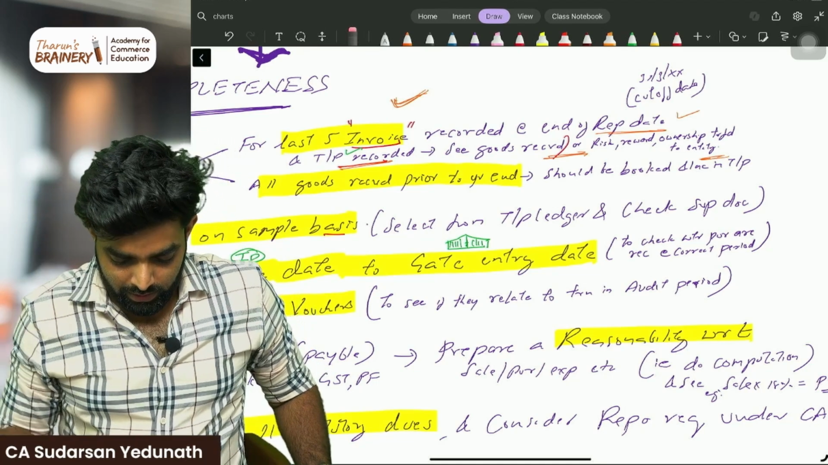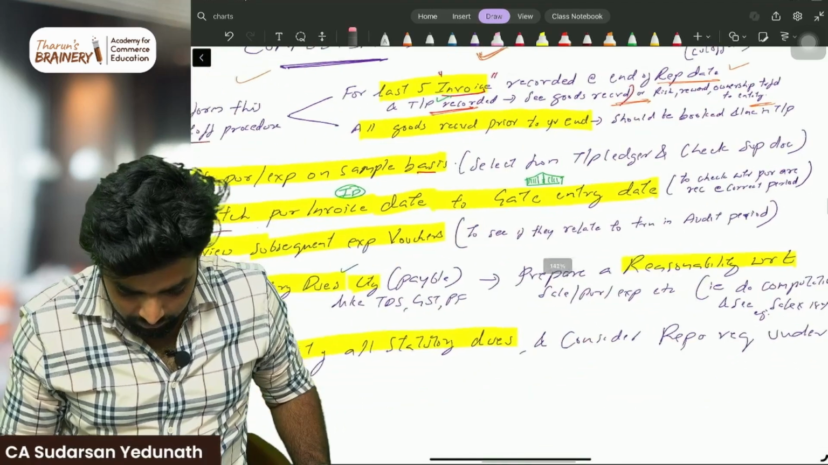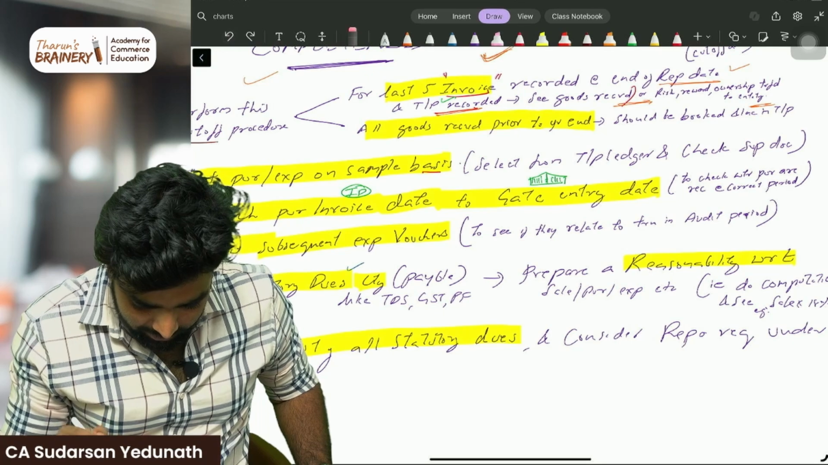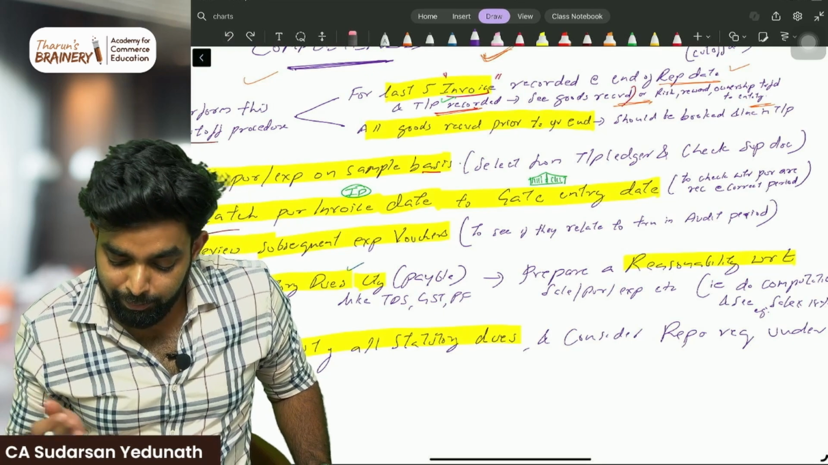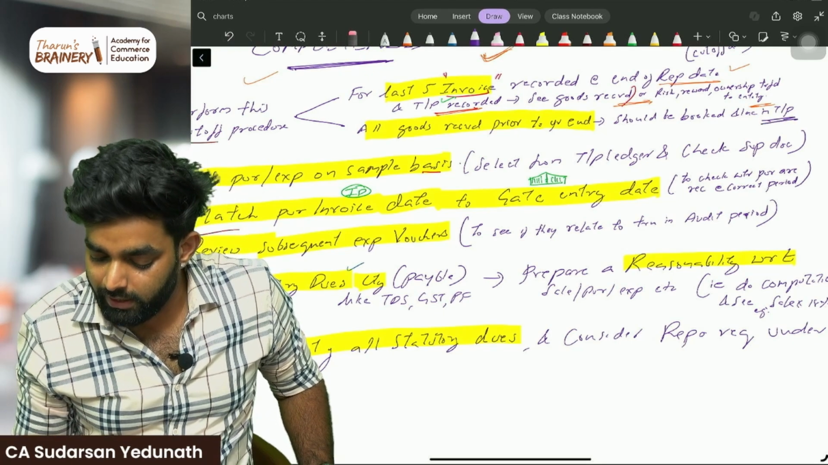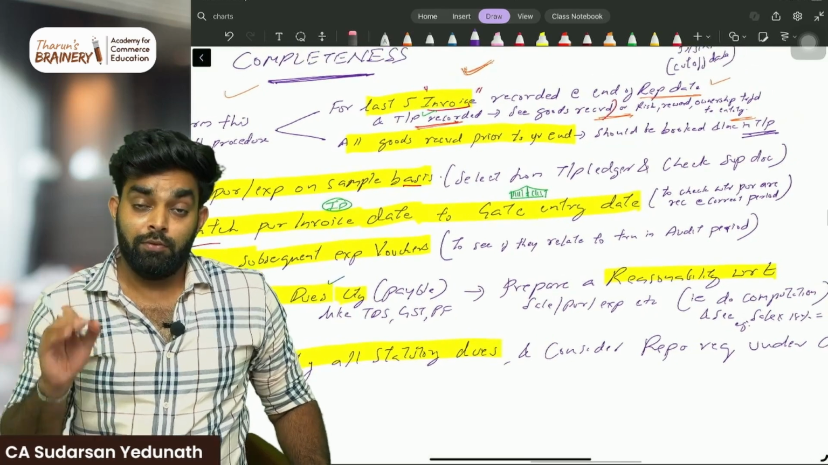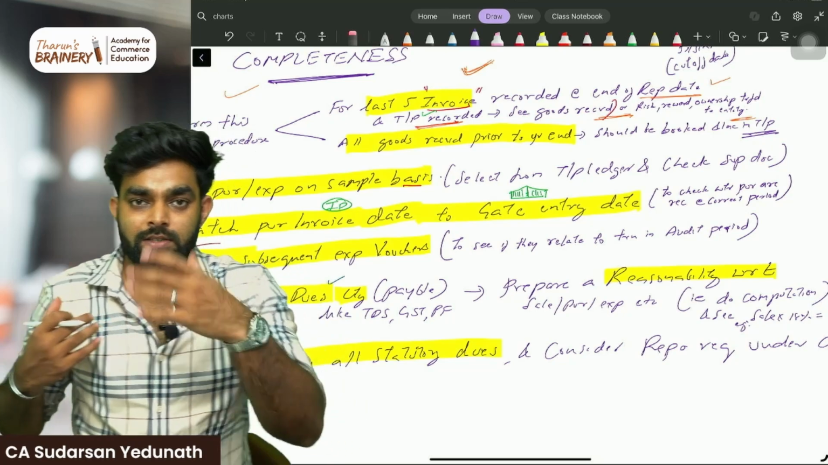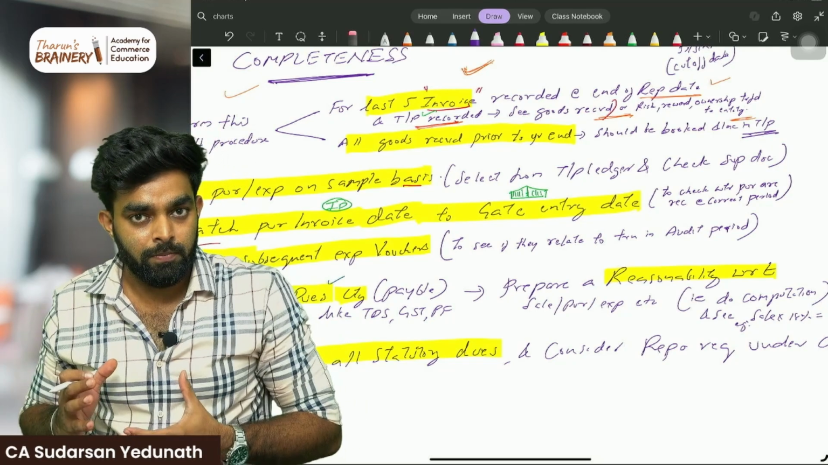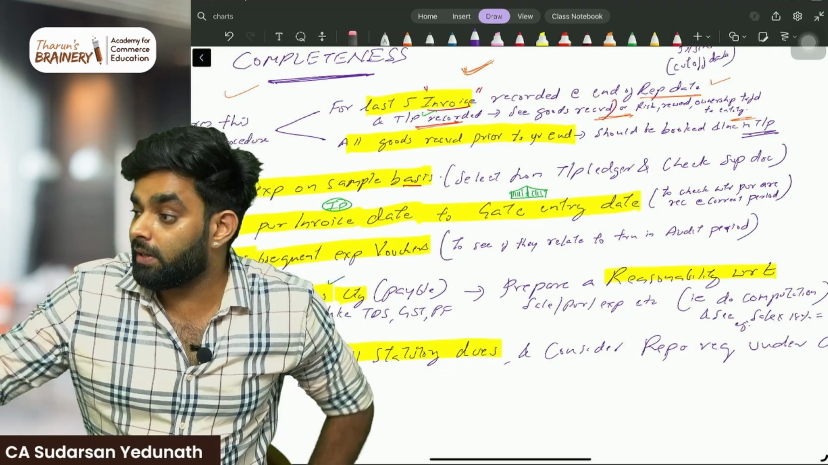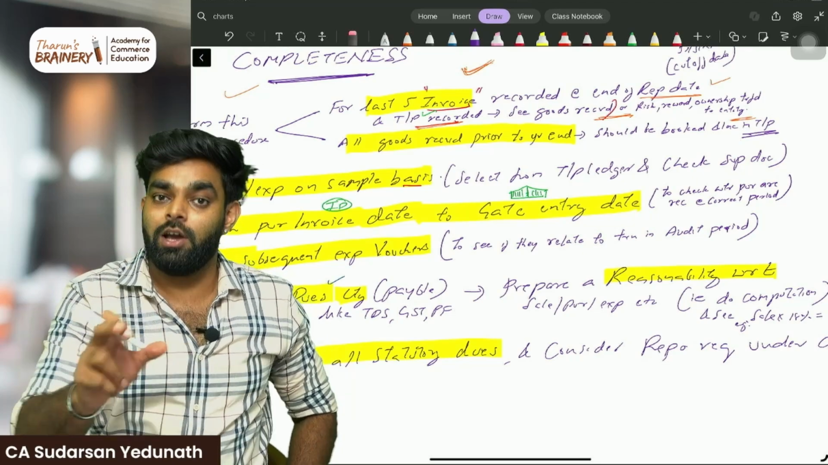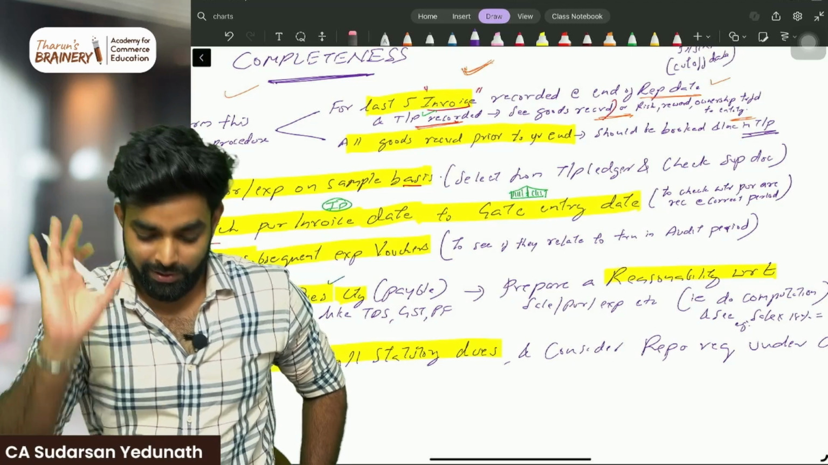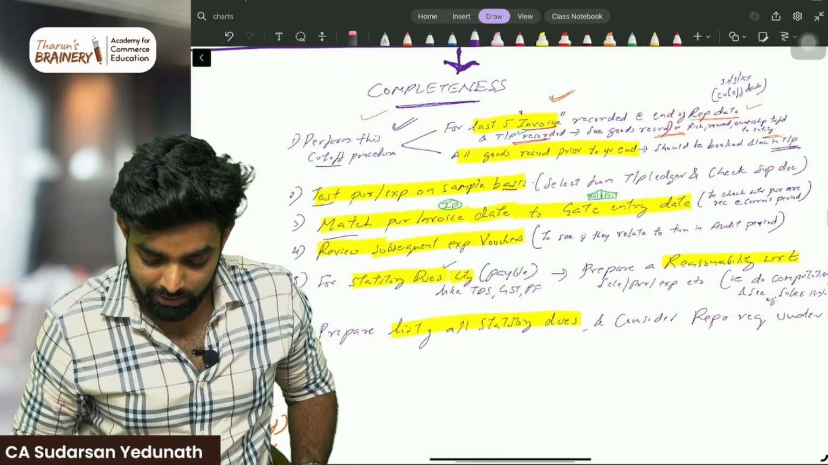Okay. Then all the goods received prior to the year end should be booked in trade payable. If we received the goods, when we purchase, trade payable is happening, right? If we received the goods but we are recording the trade payable only in the next year, that is not possible. As an auditor, you have to see that all the goods received in the current year have the trade payable also recorded in the current year. Okay, this is what we call the cut-off procedure for trade payable.